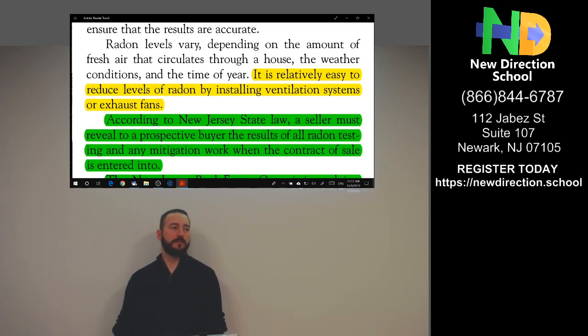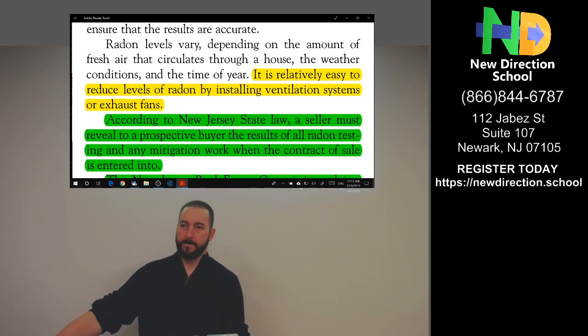How do you test it? It's a little canister that you put in the basement. So $80 or whatever it is to get the test done. If you use the inspector, it's like $200, but the canister itself, sending it to the labs and all that, is like $80. Okay.